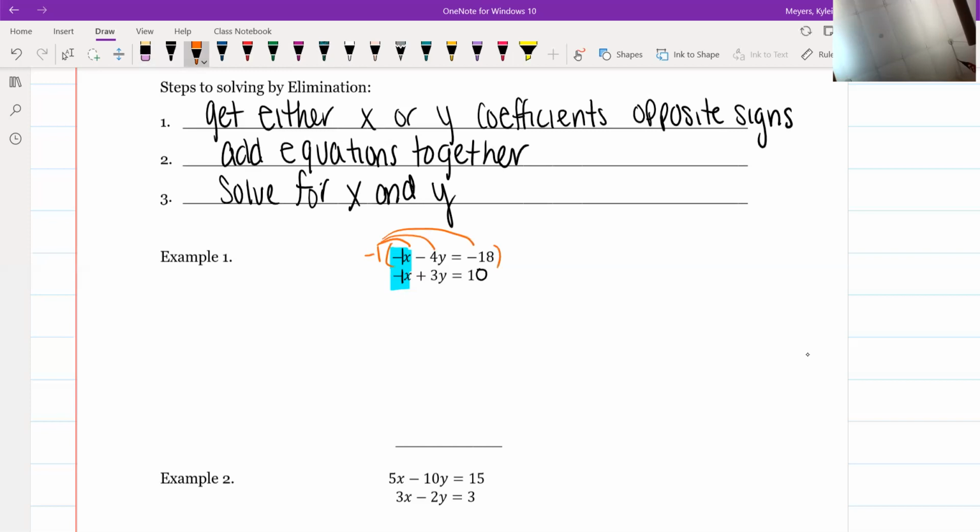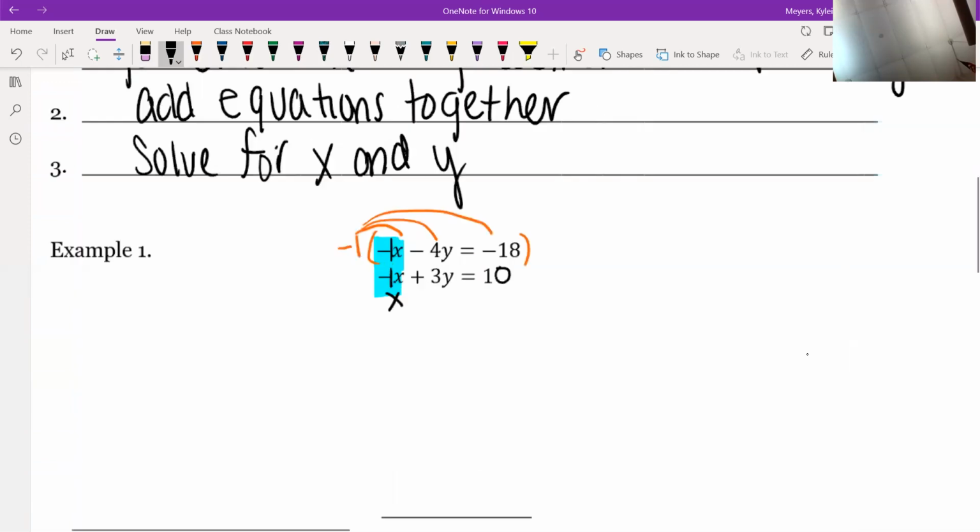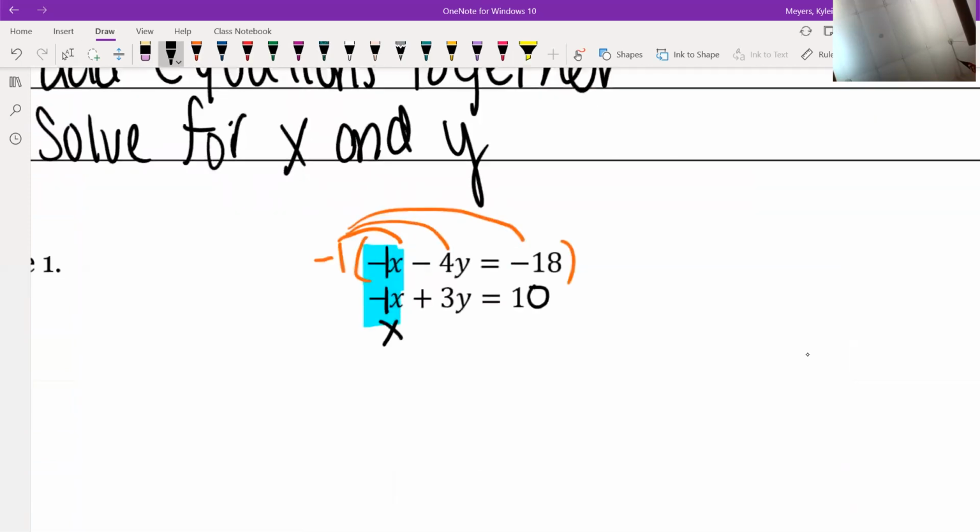And I'm going to rewrite that. I do the top, so that way I could just rewrite it right underneath. -1 times -1 is a positive x, right? And then -1 times -4 is a positive 4y. And then a -1 times a -18 is a positive 18. So now we've just taken this top equation and rewritten it down here with the new signs that it wanted. So, x plus 4y equals 18.